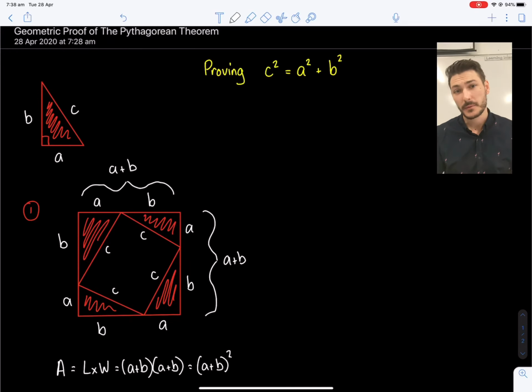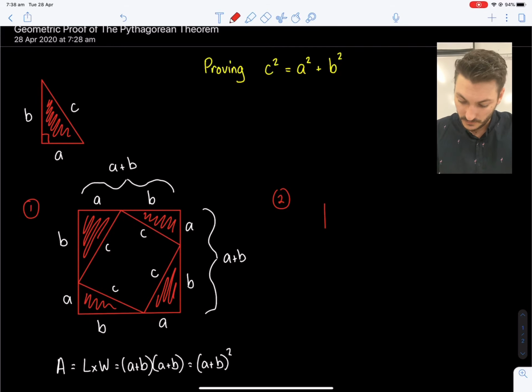So the area is A plus B all squared. Great. That doesn't prove anything yet, but I'm going to get to that. The second thing we need to do is construct another square. It's going to be similar, using the 4 triangles, but it's not going to be in the same orientation. You'll see what I mean shortly.